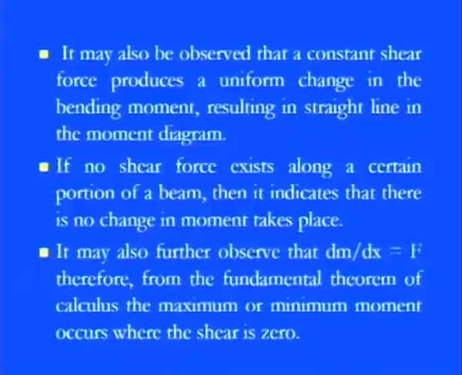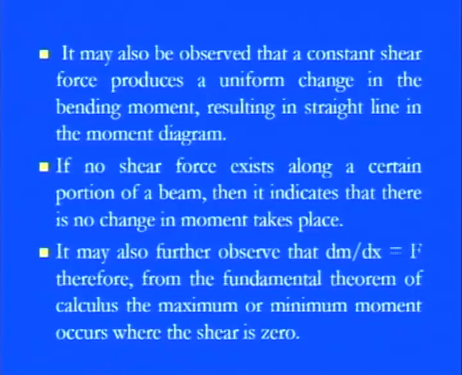If no shear forces exist, that means F is 0, in a certain portion of a beam, it indicates that there is no change in the moment. You will find that dM/dx is 0. That means there is no shear force, so it has the least contribution to inducing bending inside that portion.